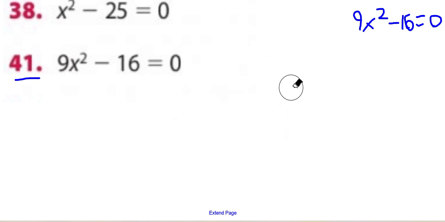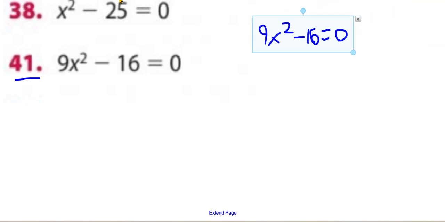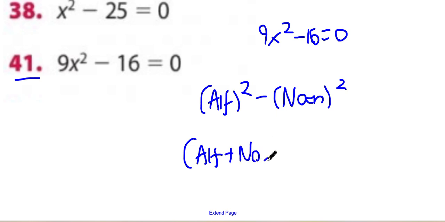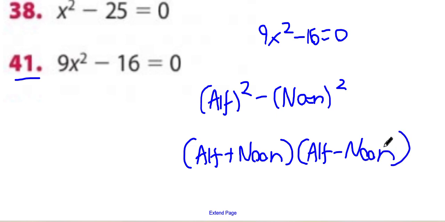And this comes back to the difference of two squares. I think I taught you this back in the day. I think it was alf squared minus noon squared. Does anybody remember what we did with that? Nearly. Alf plus noon and alf minus noon. Now you guys remember me teaching you that a couple of weeks ago. You wouldn't remember it if I didn't use those exact words. But I have taught you this before.